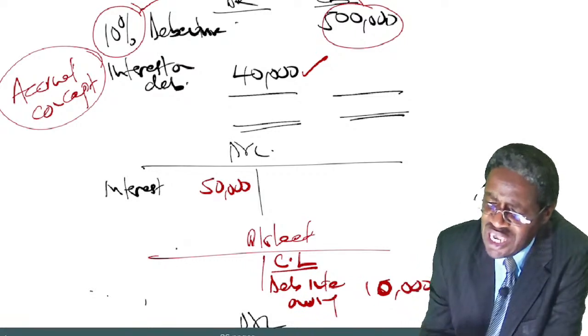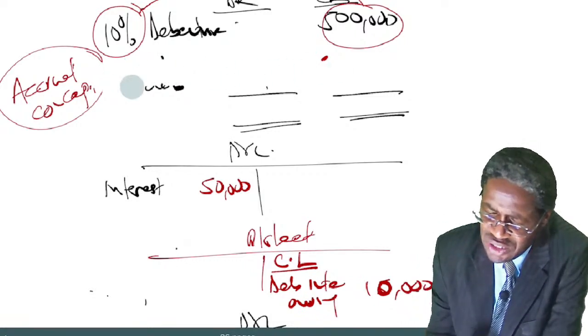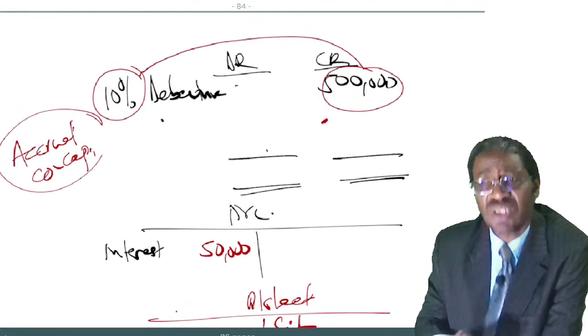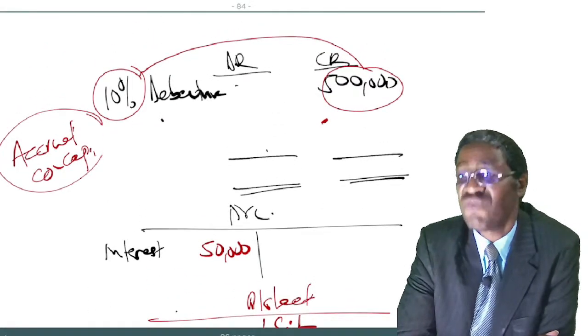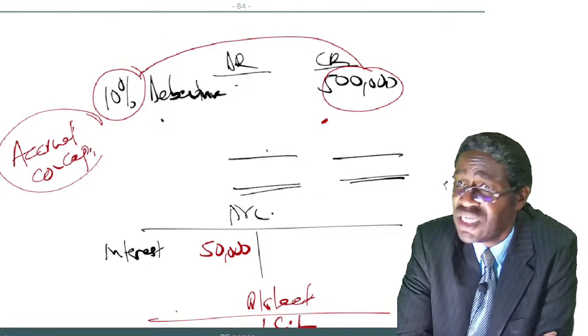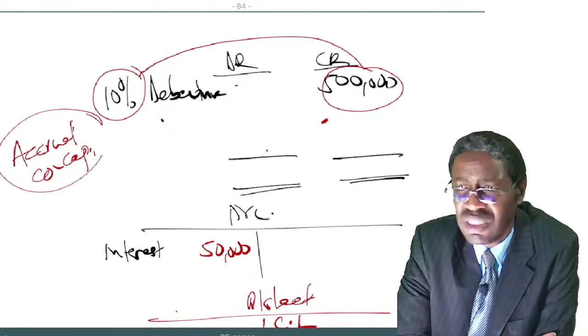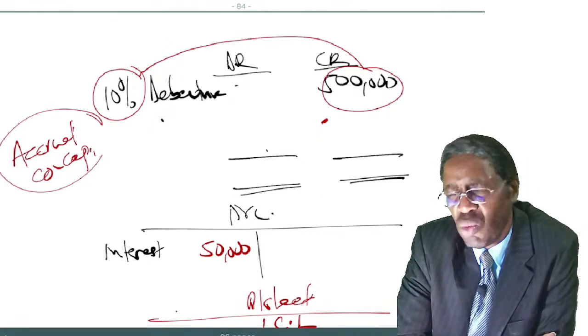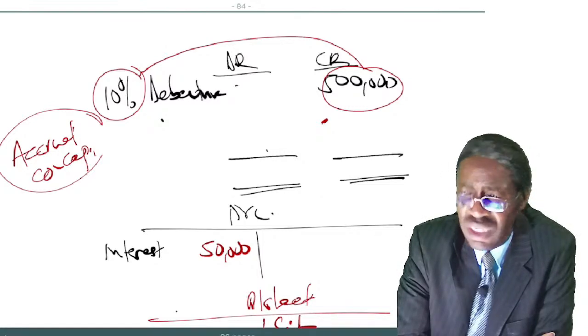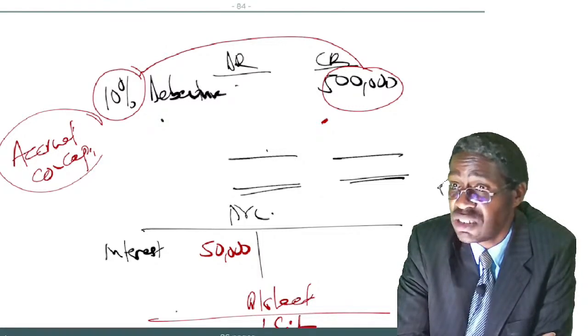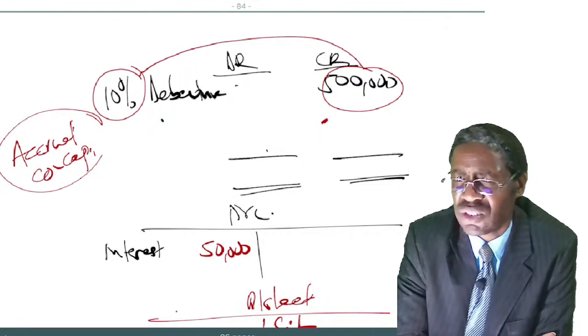Listen, even when you used to be given a trial balance this way, in that trial balance, you're just given 10% debenture, 500. And in the same trial balance, there is nothing like interest. Why are you still charging interest in the income statement? The answer is yes, whether you have paid it or not.